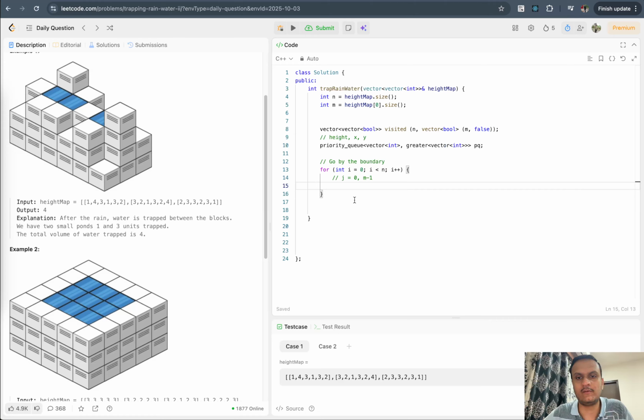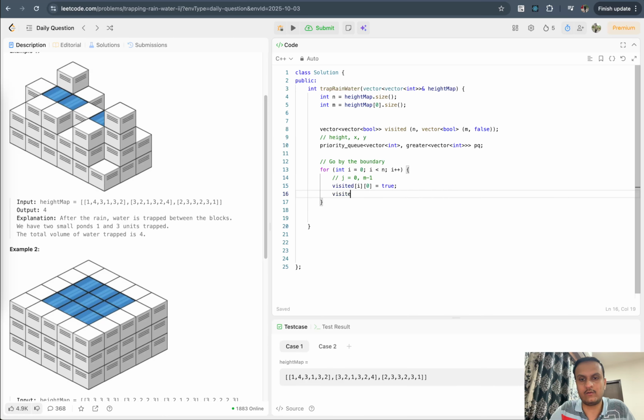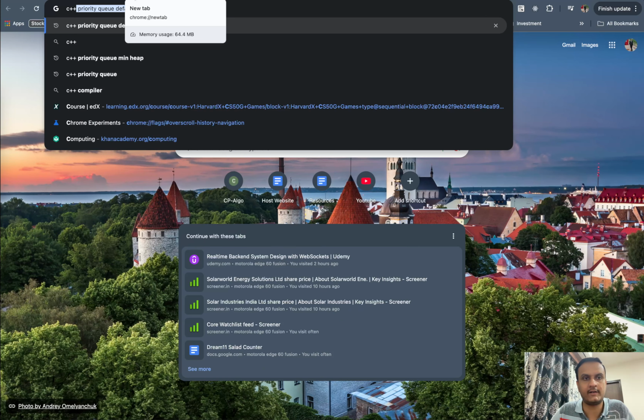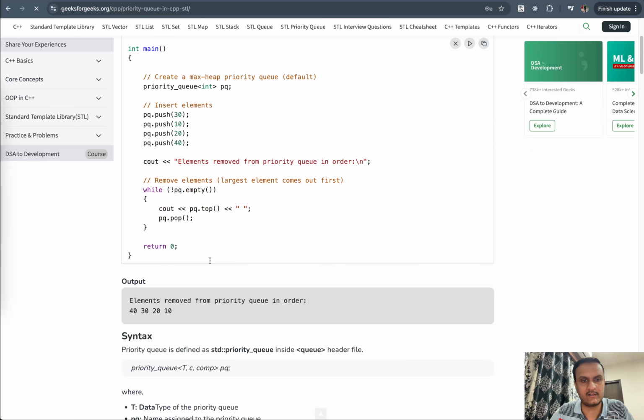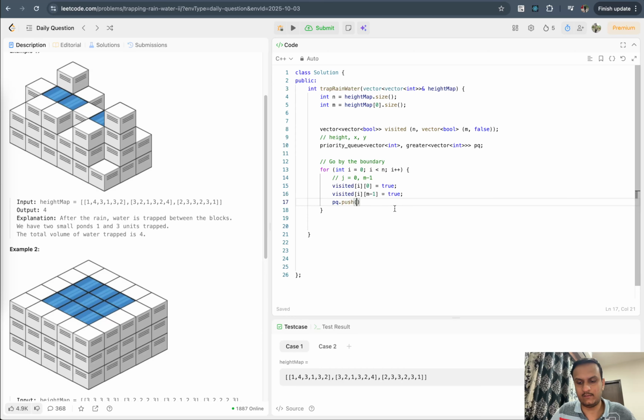Okay, so we will be marking them as visited and pushing them. visited of i comma 0 is true. We have visited this, visited of i comma m minus 1 is true, and we will push both of them in pq. No, we don't have to check anything because we are traversing it the first time. pq dot push. In C plus plus priority queue, to insert data it is dot push. We are pushing a vector.